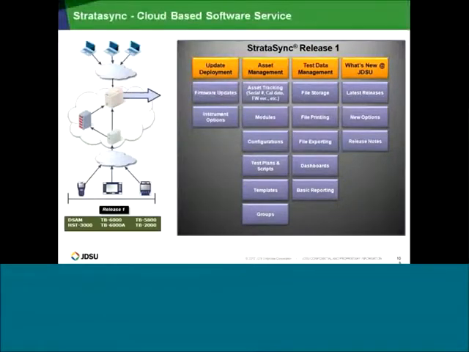Now, when you do massively deploy test equipment, it's very nice to know where these equipment are and how to get a centralized location to store all the test results. So one of the things that we came up with this year is called StrataSync, which is really a cloud-based system that allows you to not only do asset management, so to keep track of all of the parts, all of the equipment out there via the cloud, but also allows you to push firmware updates to the equipment automatically.